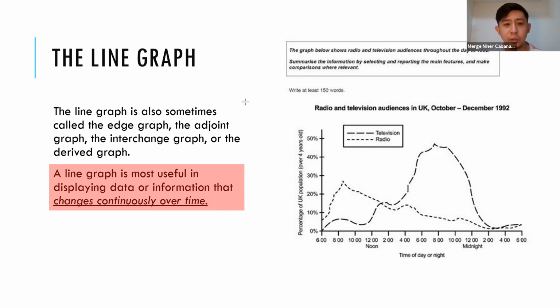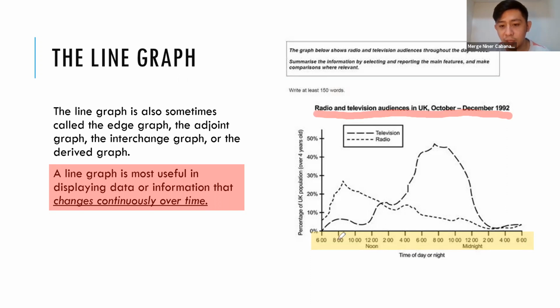So look at this, okay? So this one, you have different timelines. All right, from 6 a.m. until 6 the following day. Okay, so we're trying to compare this. We're trying to compare the radio and television audiences in the UK from the month of December until December of 1992.